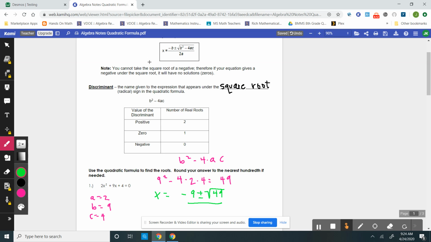And then this will all be divided by 2a. I'm just going to go ahead and multiply them together instead of leaving both terms there. So 2 times your a, so 2 times 2, that'll be 4 then.